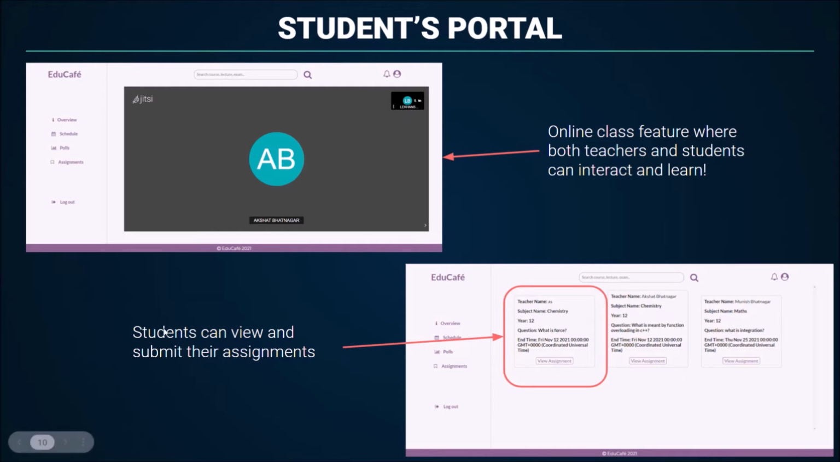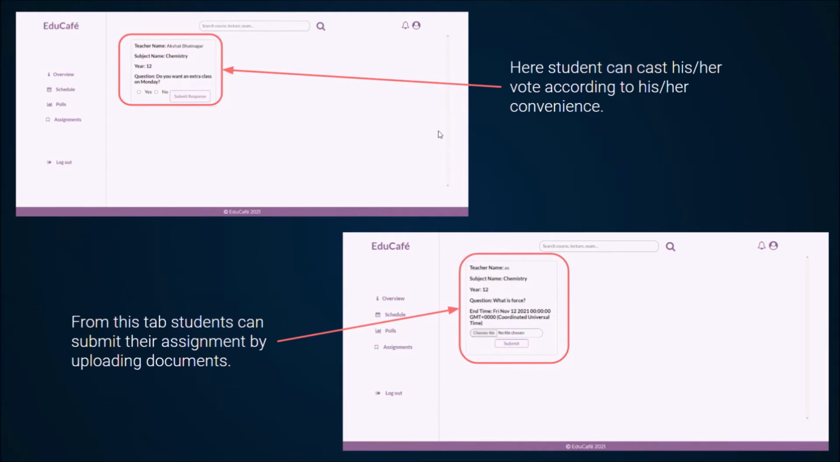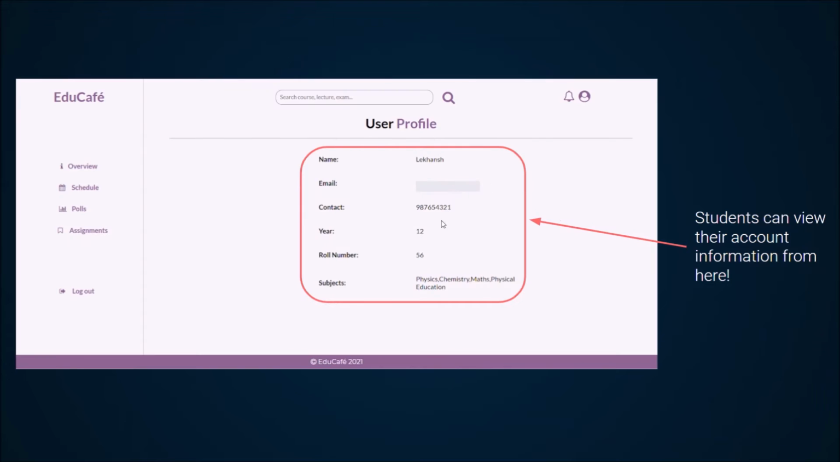Next, this is the view assignment tab for the student. Here you can see the list of various assignments posted by the teachers. Now this is the tab for the polls, where students can vote. As you can see, there is a question and two options, and they submit the response. The same goes for the assignment: the student can choose any file and upload it here. Now this is the user profile for the student.